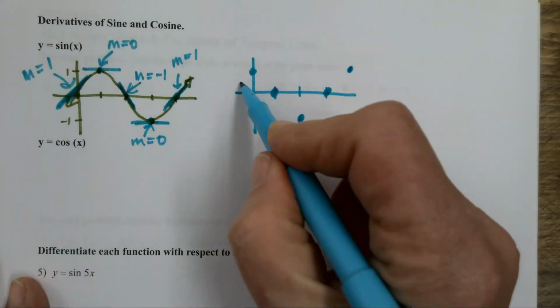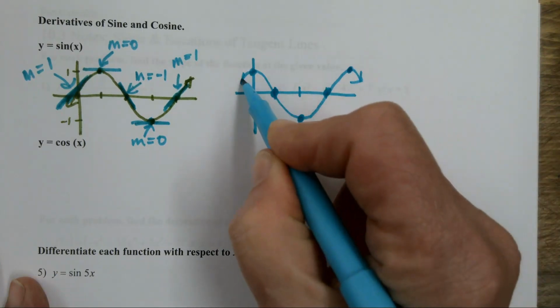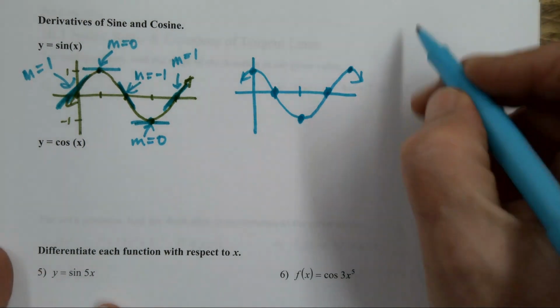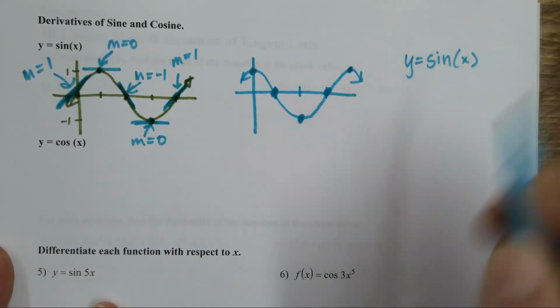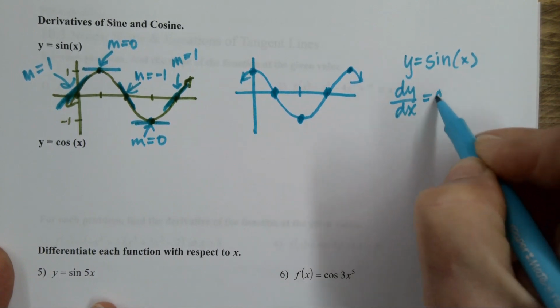And if I connect this function, what did I create? Cosine. So if my slopes all match up to be the graph of cosine, that must mean my derivative of sine is cosine. So if y is sine of x, like we were given, then dy/dx is the cosine of x.